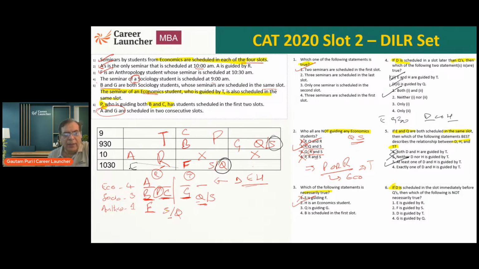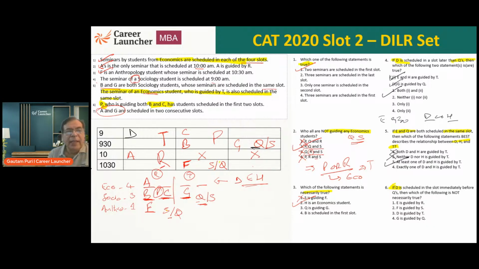But before that, let me erase this stuff. Okay. Question 6. If D is scheduled in the slot immediately before Q. Q is either here or at 9:30 or at 10:30. Before 9:30 means D is scheduled at 9 a.m. Before 10:30 means D is scheduled at 10, but at 10 already A is there. Remember, A and D are both from the economics department. That means, as per question number 6, D should be scheduled at 9 a.m.